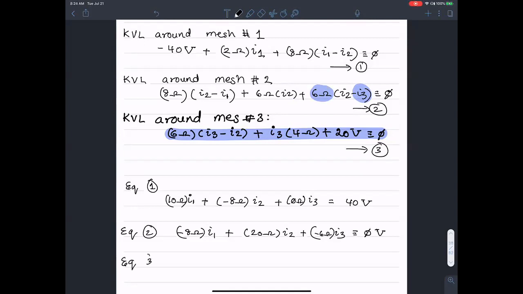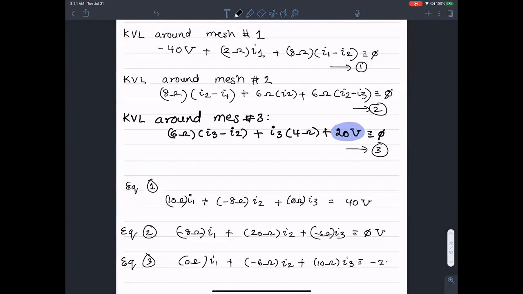Let's rearrange equation number 3 in terms of the independent variables. Let's look for I1. There is no I1 term in equation number 3, so I1 times 0 ohms plus, let's look at the I2 terms. There is a negative 6 ohms term in there, so negative 6 ohms times I2 plus, let's aggregate the I3 terms. I3 has 4 and 6, so there's going to be 10 ohms times I3. All of that is 20 volts. Take it to the other side, it becomes negative 20 volts.